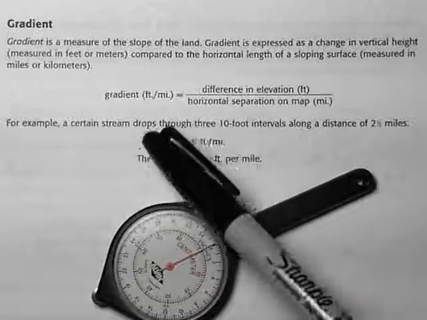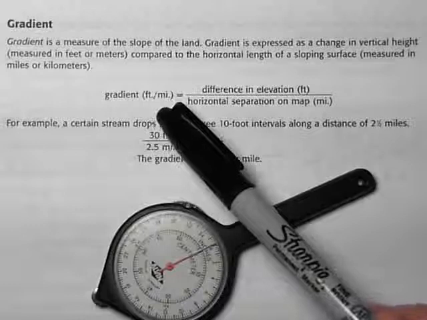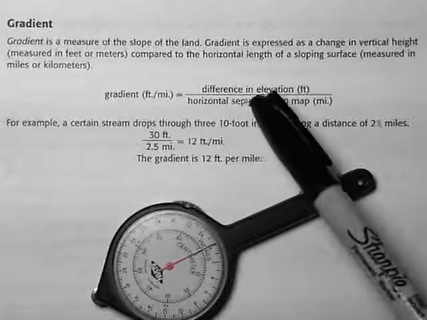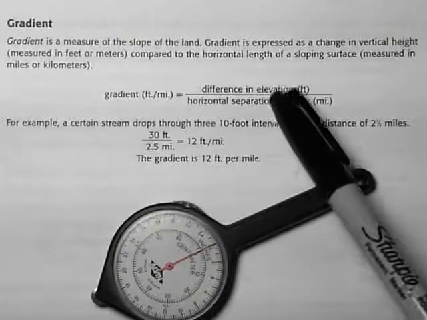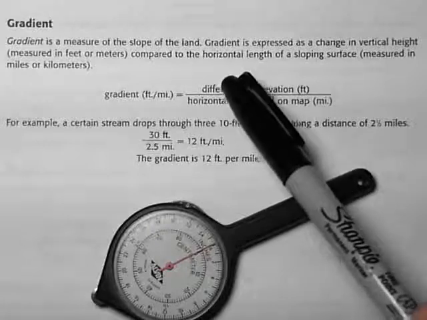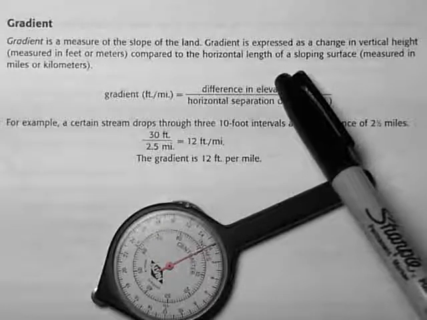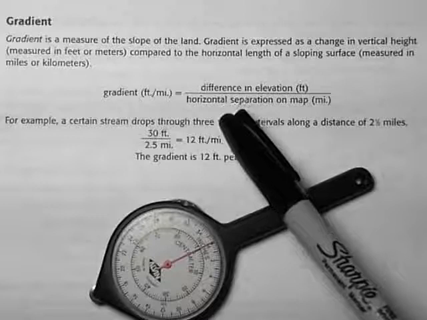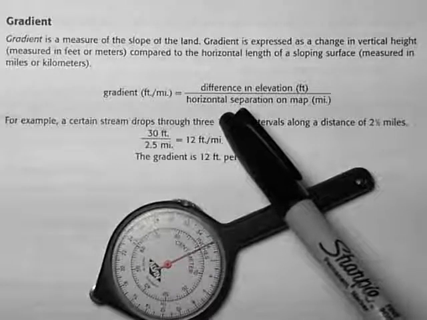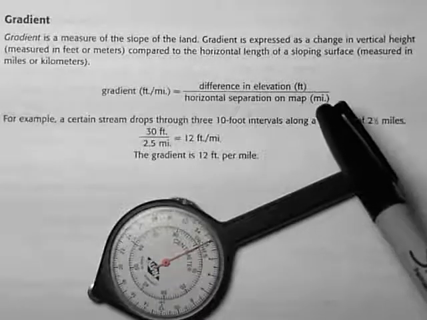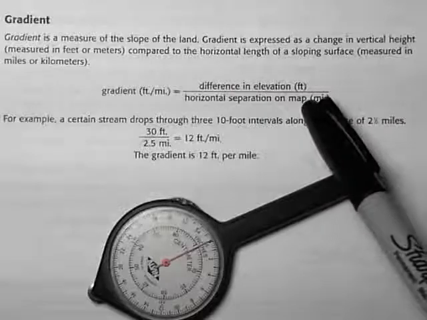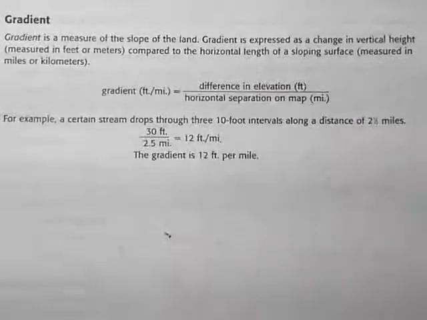The gradient, which is given in feet per mile, is the difference in elevation, also known as the rise, divided by the horizontal distance on the map, known as the run. Let's see how you do this.